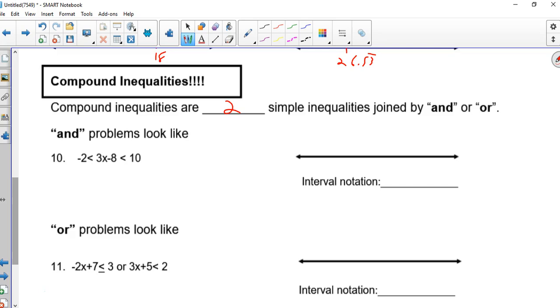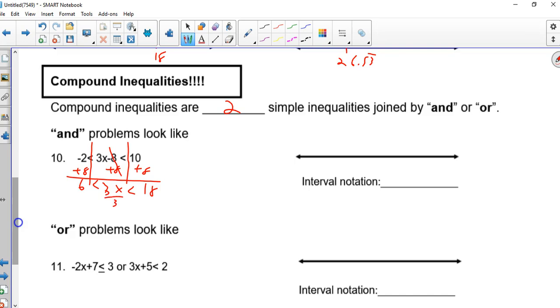And what we really do is, instead of solving both sides of the equation, we just literally do everything in 3 spots. So I'm going to add 8 to both sides? No, I'm going to add 8 to all 3 sections. Just a change in vocabulary. 8 minus 2 is 6. The 8's cancel. 3x. Less than. 10 plus 8 is 18.